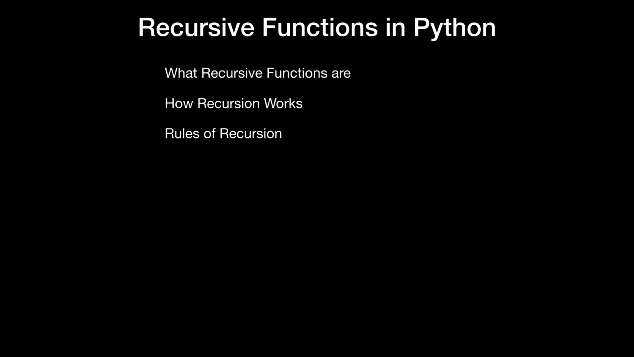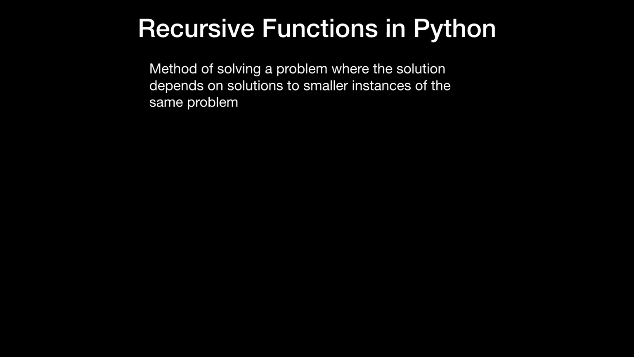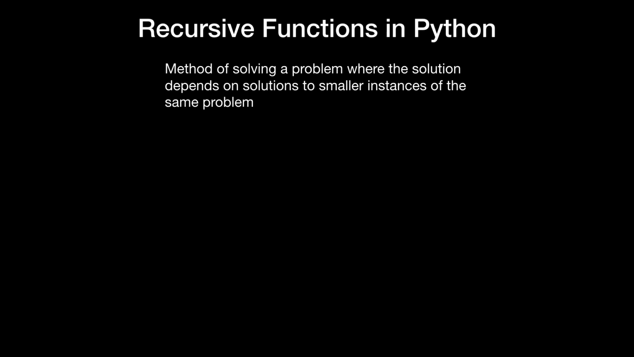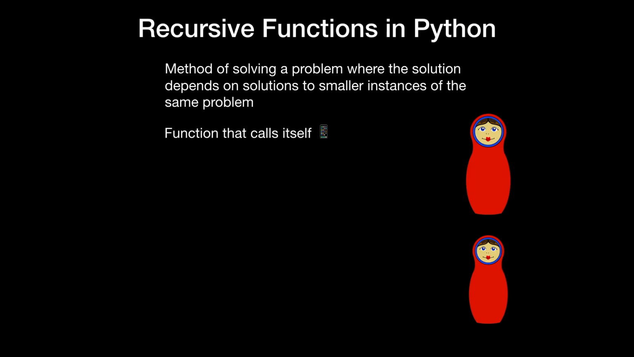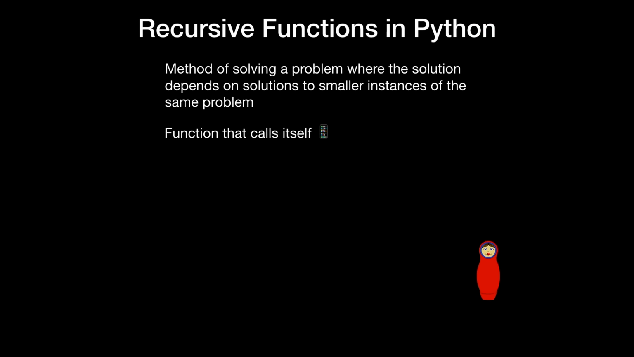Let's jump straight into it. So, what is recursion? Recursion in computer science is a method of solving a problem where the solution depends on solutions to smaller instances of the same problem. Simply put, recursion is a function that calls itself. We can think of this like a Russian doll. You keep opening up the doll over and over again, each time finding a smaller doll inside. This process happens over and over again until there is the smallest possible doll with no other dolls inside, ending the process.